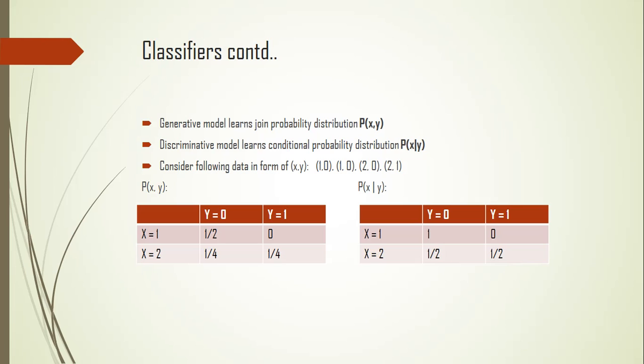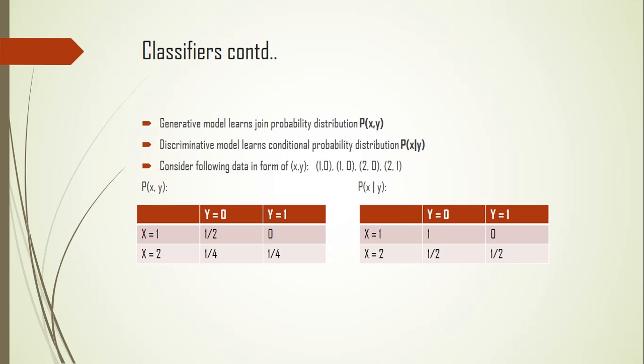To explain this further, let's consider the following example of X and Y coordinates, where the first input is (1, 0), the second input is (1, 0), the third input is (2, 0), and the fourth input is (2, 1). For joint probability, you can see the distribution where if X is 1 and Y is 0, we have a probability of 1/2, which is basically a simplification of 2/4. For X equal to 2 and Y equal to 0, we have a probability of 1/4, and similarly for Y equal to 1, 1/4.